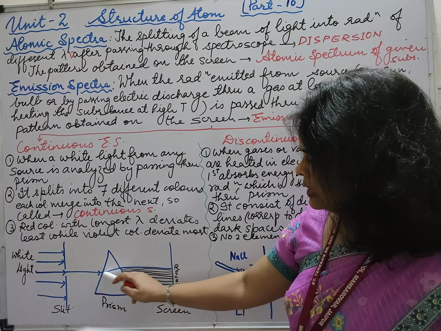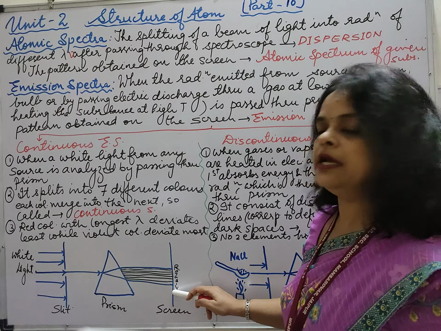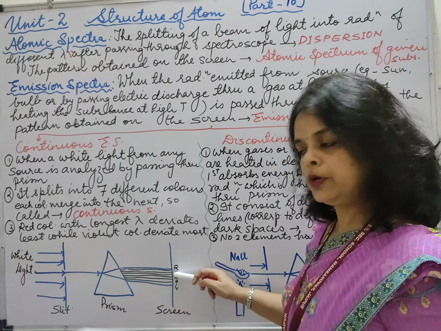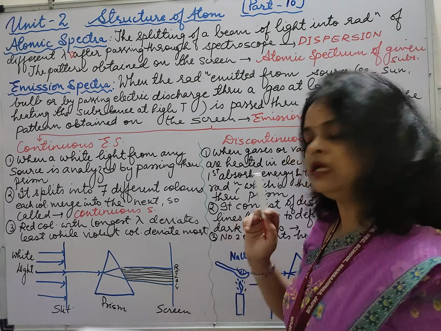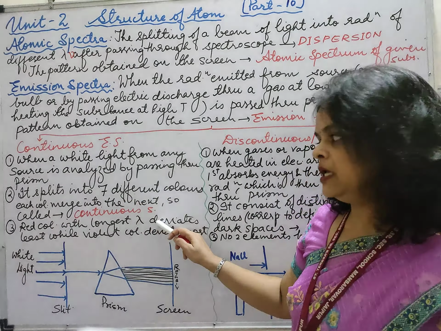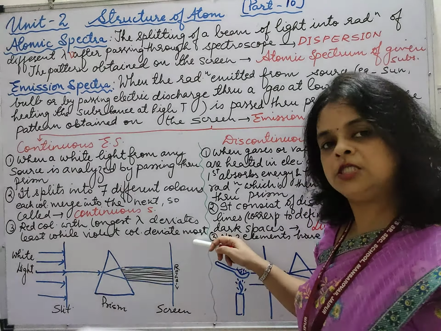देखो यहाँ पे जो white light है, here you will get red color, and on the lower side you will get the violet color. So यहाँ पे इसका deviation सबसे कम हो रहा है और यहाँ पे इसका deviation सबसे ज़्यादा हो रहा है. Okay, so we are saying red color का deviation सबसे कम हो रहा है और violet color जो है उसका deviation सबसे ज़्यादा होता है.